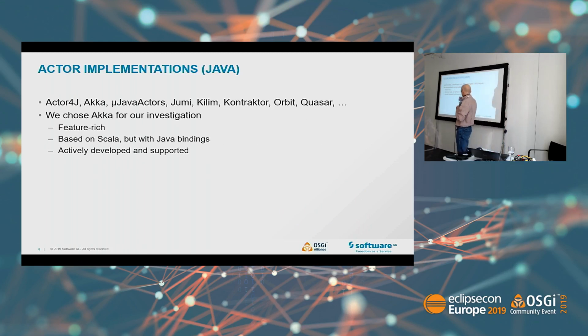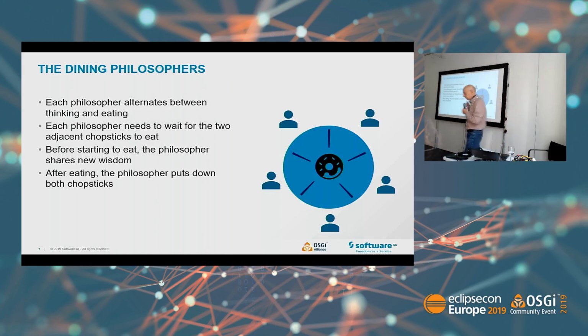There are quite a few actor implementations in Java. We chose Akka. Akka is very rich, so it's supposed to be a complete system with a complete set of functionality for everything. It's actually based on Scala, not on Java, but it has Java bindings, so you can use the Java APIs, and that's what we're doing in our approach. And it's actively developed. The other systems out there might also have their merits, and some are also actively maintained, but we chose Akka and didn't do a comprehensive evaluation of all systems out there.